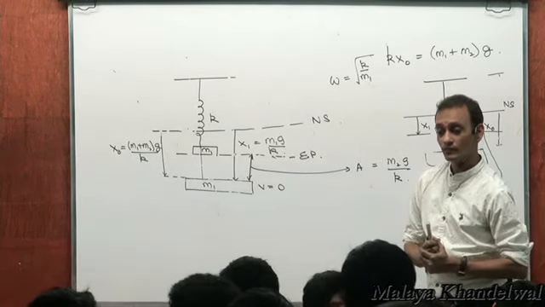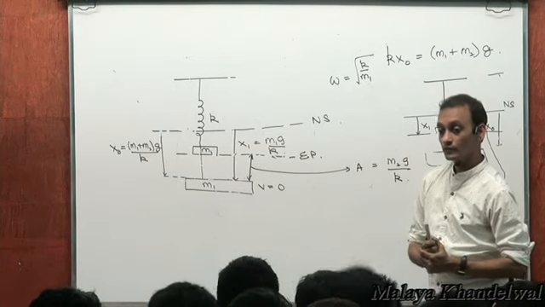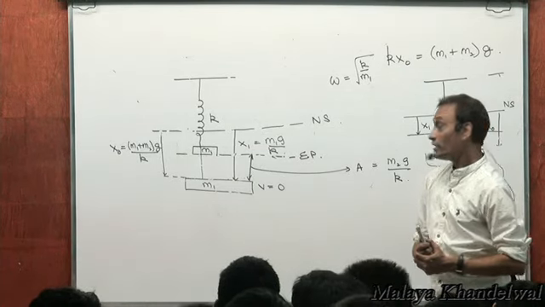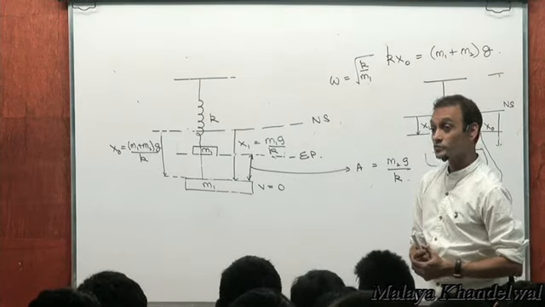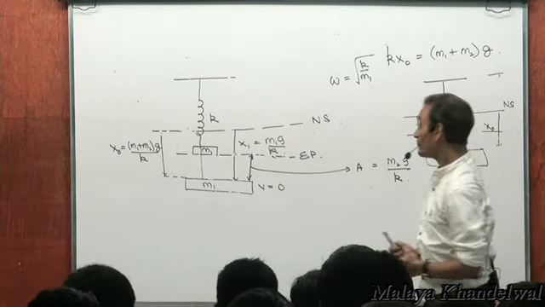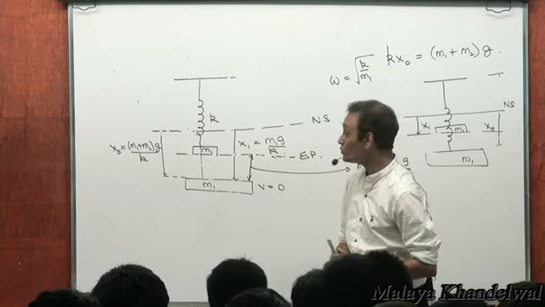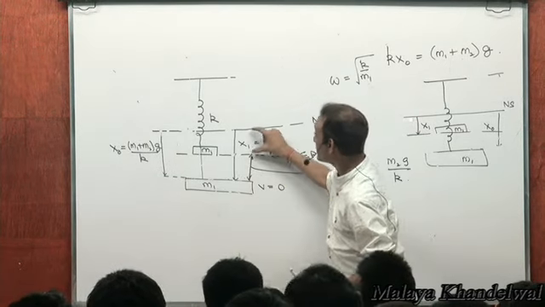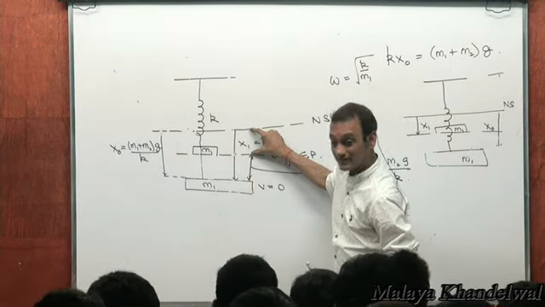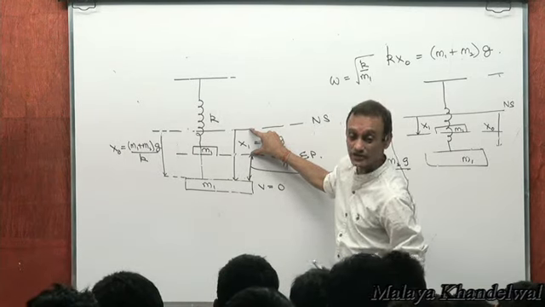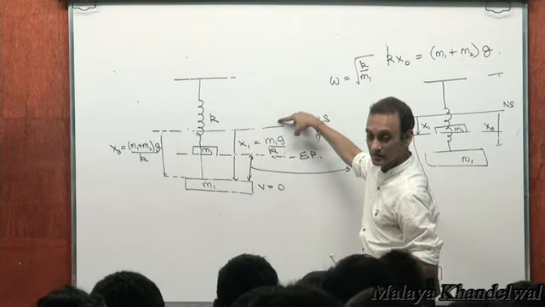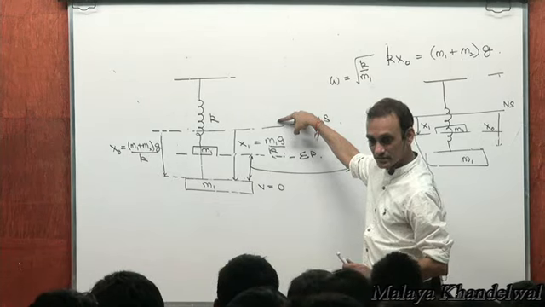But the spring will get compressed anyway, even if m1 is less than m2. If m1 equals m2, the spring will not compress. If m1 equals m2, then this length will become equal to this length. So the spring will just about reach its natural state. This is the natural state of the spring. It will not get compressed.